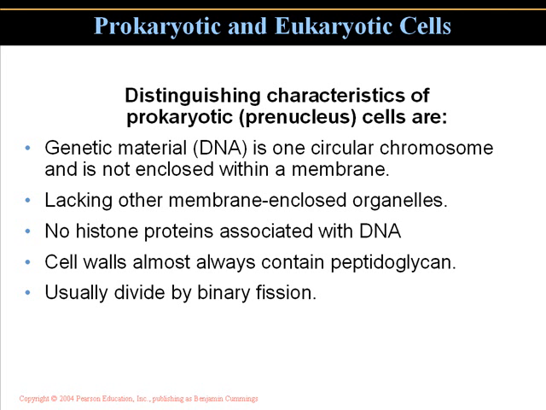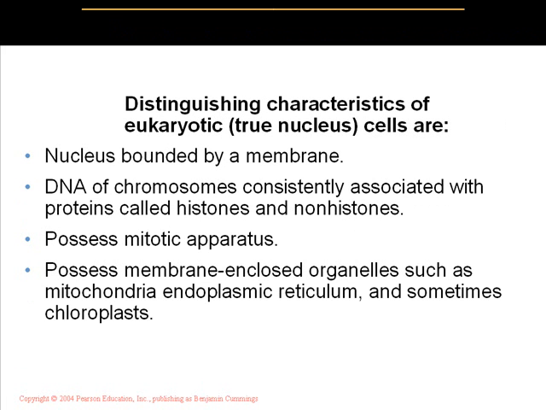Now, those of you who have had A&P 1 and A&P 2, if you remember back to Anatomy and Physiology 1 under cellular anatomy, we talked about the cell membrane of the human cell, and then many of the organelles inside of the cell also have a covering as well. Looking specifically at the characteristics of the prokaryotic cell, we see it lacks other membrane-enclosed organelles. There are no histone proteins associated with the DNA. The cell wall almost always contains peptidoglycan, and they usually divide by binary fission.